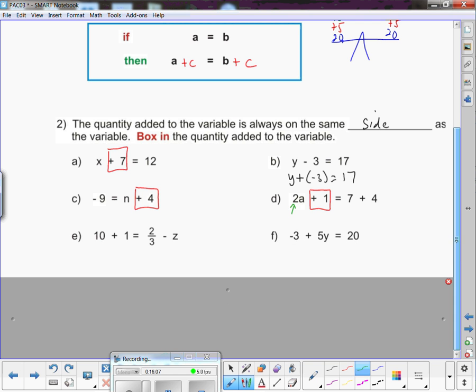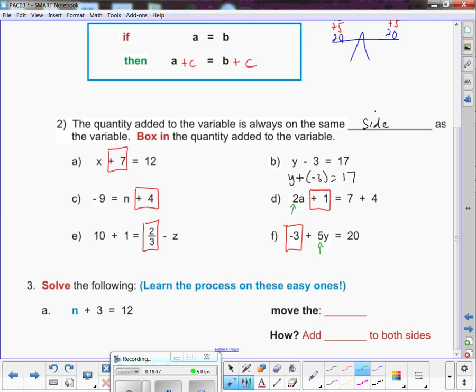All right, a few more here. Look at E. Find your variable. What is it that's added to the variable? In this case, it's a 2/3. Oh no, Mr. Scarfi, a fraction. We can't do fractions. Yeah, we can. And we will. The point right now is, hey, don't you see that the 2/3 is added to the variable, and that's what we need to move? And then one more here, F. What is added to the variable? The -3 is what's added. The 5 is multiplied. We'll deal with that condition tomorrow or the next day. All right, so we're gonna move the -3.